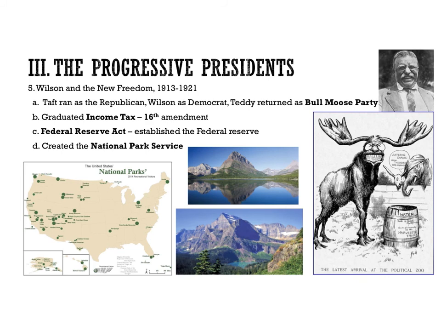You have the income tax, the 16th Amendment, which we talked about before. And he also gets the Federal Reserve Act to pass, establishing a Federal Reserve that will print our money supply and control our money supply, pretty much through loan regulations. Wilson also would create the National Park Service. I know what you're thinking, oh, that's not fair. Teddy had that idea. Yeah, Wilson ran with it.